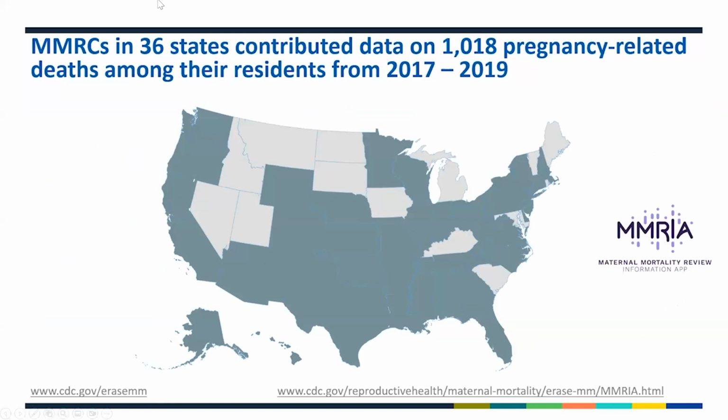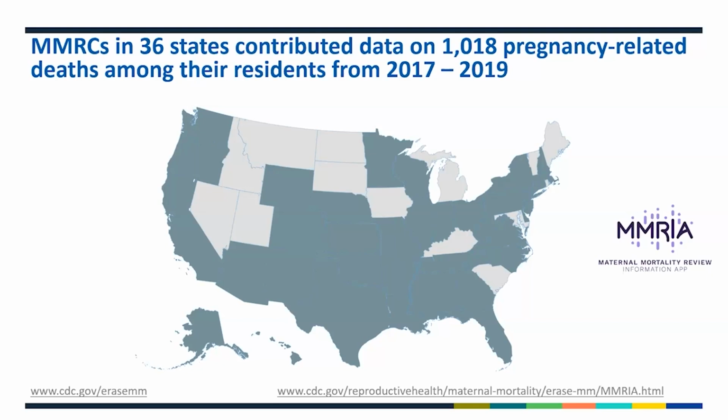So on slide 8, this is a map of the 36 state MMRCs that contributed data on pregnancy-related deaths from 2017 to 2019. There were over 1,000 cases in that time period that were entered into CDC's data system, which we call MARIA, or the Maternal Mortality Review Information Application. And before I continue, I'd like to just take a moment to acknowledge that as I present these numbers, there are lives lost behind these data. And each number represents a tragic loss to a family and to a community.